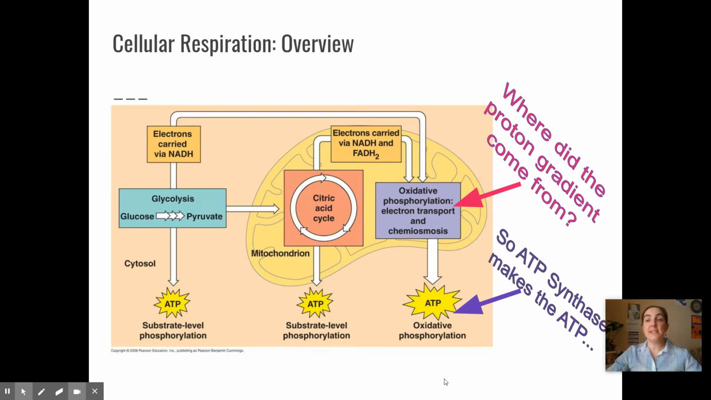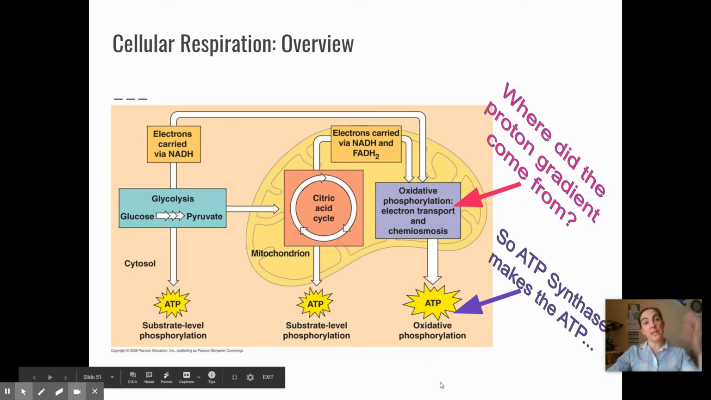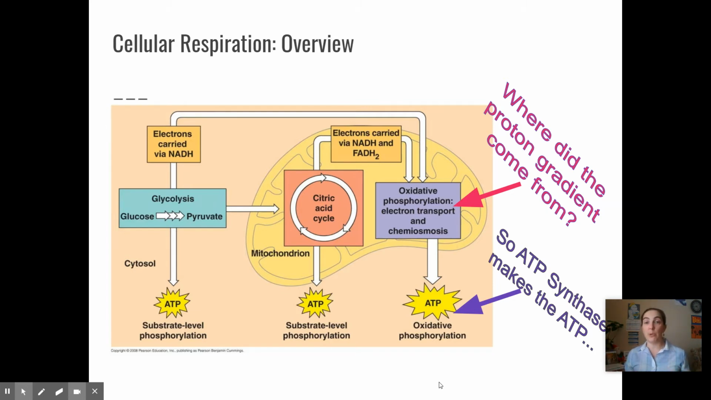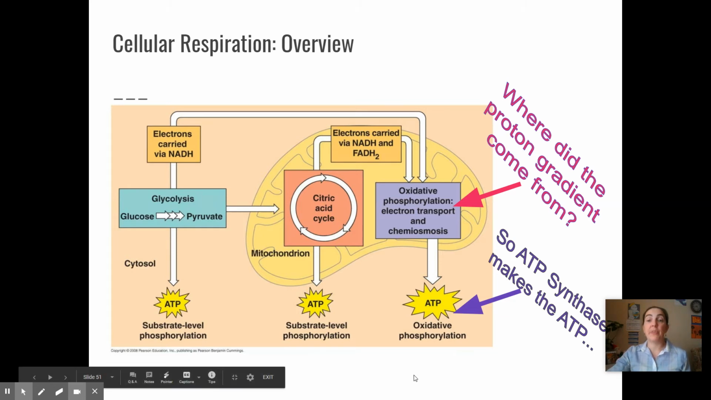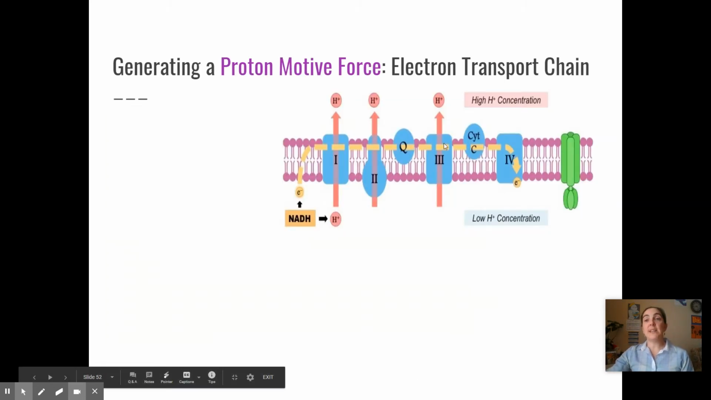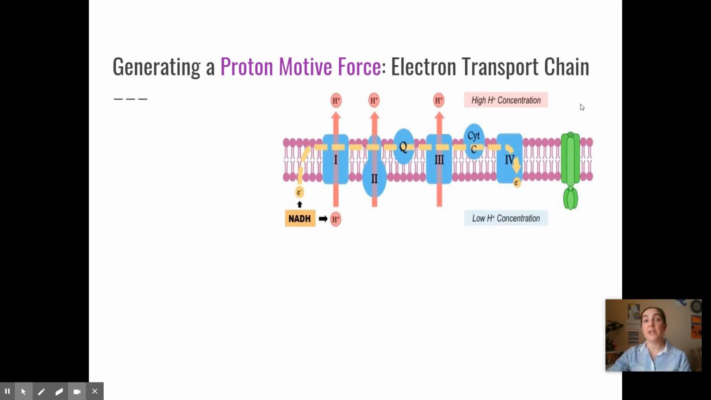Where do we get that proton gradient? Because if we need protons to diffuse, that means we need to create a difference in concentration. Otherwise, it would just reach equilibrium and that process would stop. Well, that's where the electron transport chain, that third part of cellular respiration, comes into play. The electron transport chain is a collection of molecules in that inner mitochondrial membrane.